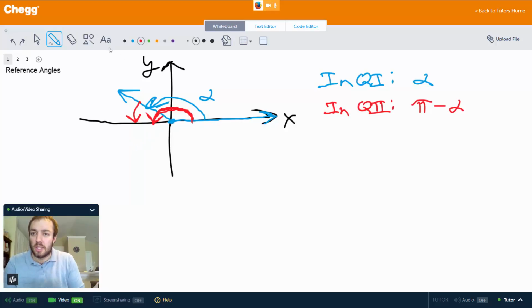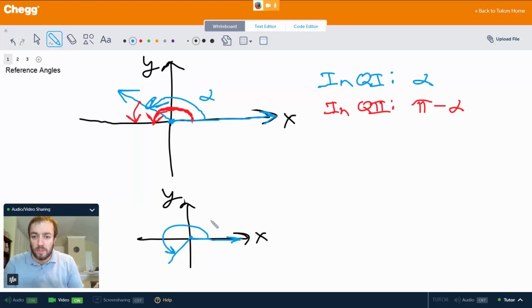In quadrant 3, let's go ahead and make a new coordinate axis. So x-axis, y-axis. If our angle alpha is in quadrant 3, we're going to be down here somewhere. So here's our angle alpha. Now the reference angle is going to be this angle right in here. Okay, so the reference angle is always the angle between the terminal side and the x-axis, the closest part of the x-axis. So in quadrants 2 and 3, the closest part of the x-axis is the negative part. So that's why the reference angle in quadrant 2 is this angle here, and that's why the reference angle in quadrant 3 is this angle here.